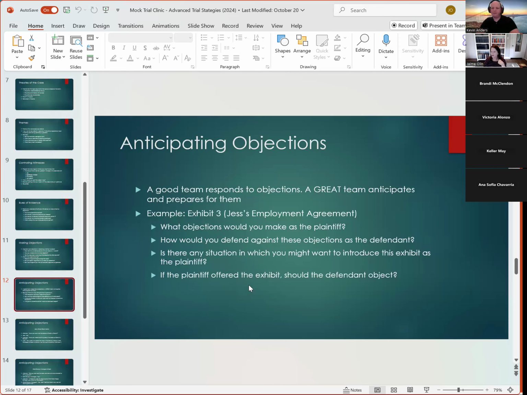Okay, so Kevin said, are there authenticity questions about the document? Yeah, how do we know it's the authentic employment agreement? So that's a really good objection to make.